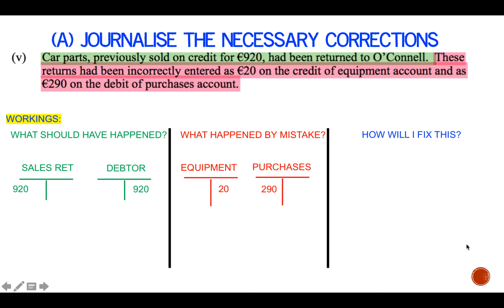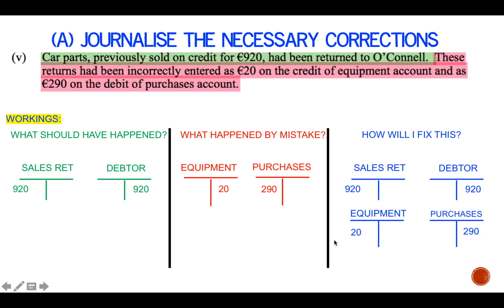Okay, how will we fix this now? So I'm going to enter the sales returns and the debtor. So 920 this side, 920 this side. And then the equipment and purchases account, to undo these, we're simply going to put them on the opposite side of where they've previously been recorded. So the €20, we debit it to get rid of it, and the purchases on the debit side, we credit to get rid of that. Now, we notice that our debits and credits do not equal here. So we're €270 down on the debit side, so we're going to have to debit suspense €270. Okay, so that's part 5.